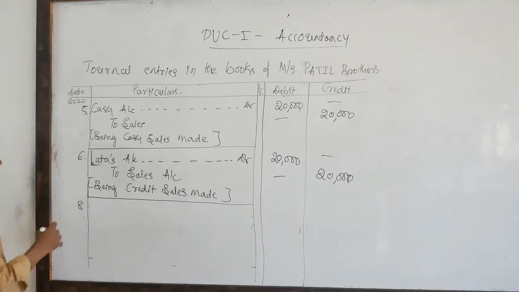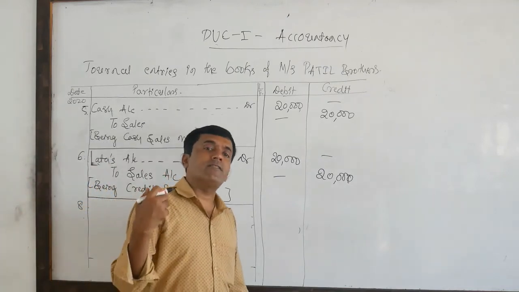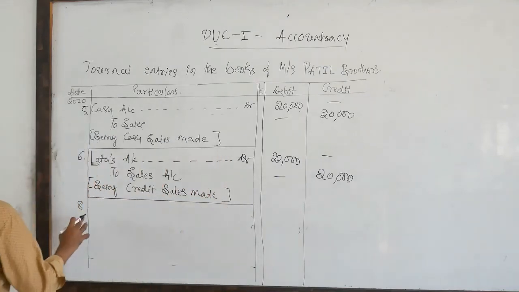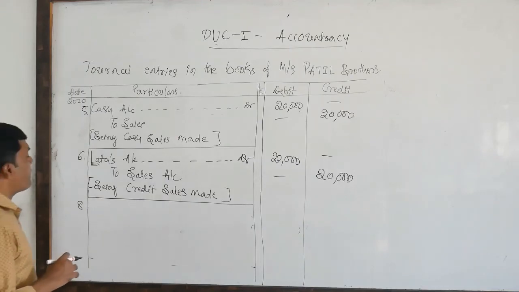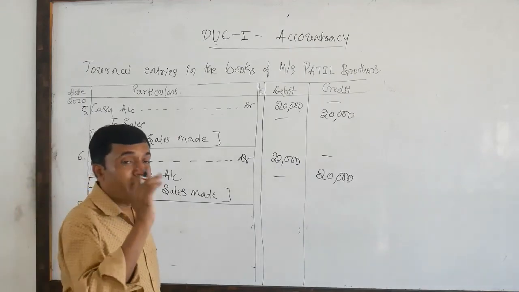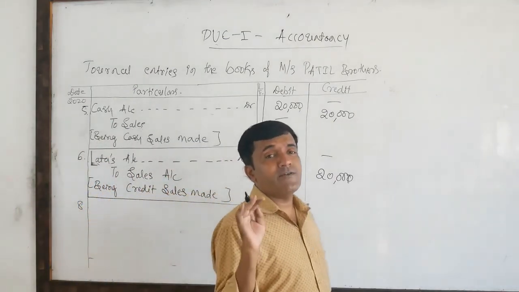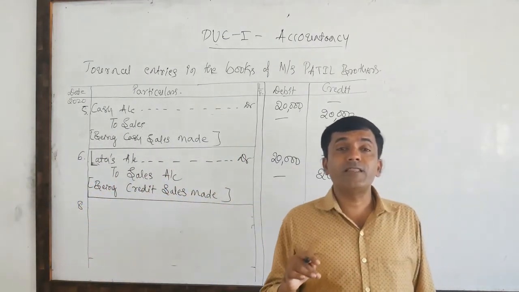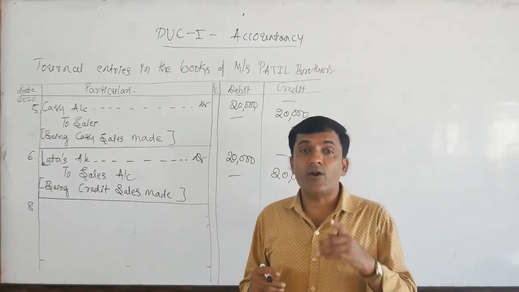Say for example, on the date of the 8th it may be. No need to write the 7th. If there is no transaction on the 7th day of the month, then we should not write the 7th date. So now I am writing the 8th. Purchased furniture worth rupees 15,000. Here we have purchased furniture. Furniture is an asset, not goods.